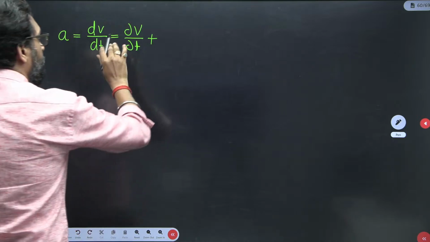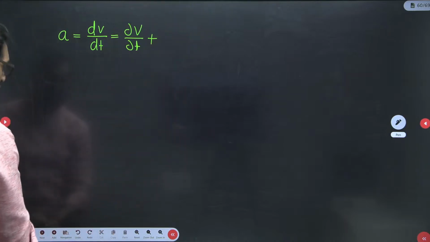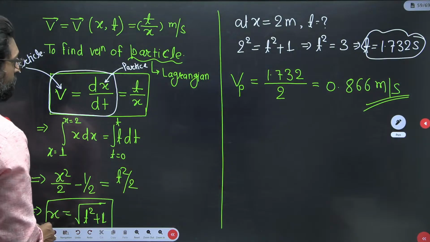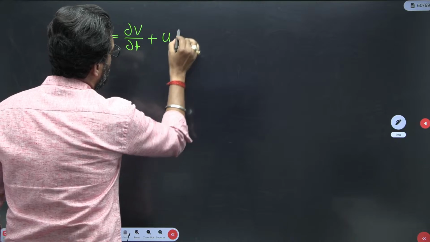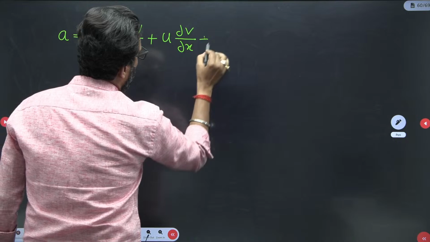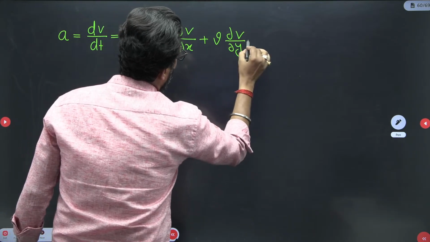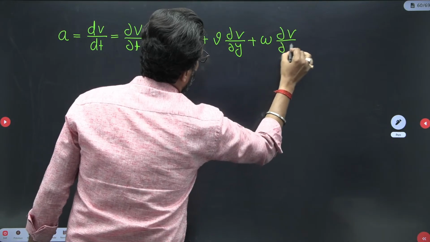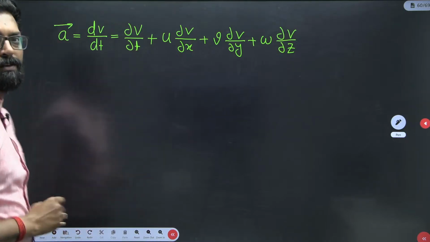So in any direction, let's suppose the velocity is in the x direction. Velocity in x direction: u dou v by dou x. Velocity in y direction: v dou v by dou y. Velocity in z direction: w dou v by dou z. Clear? This is your acceleration.